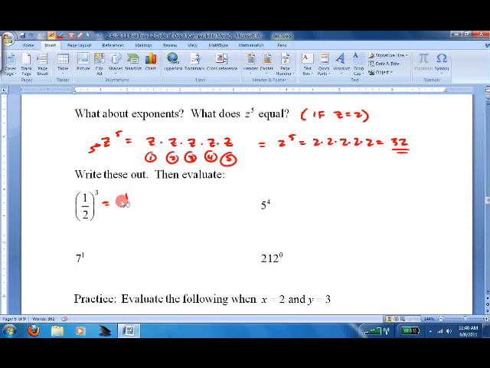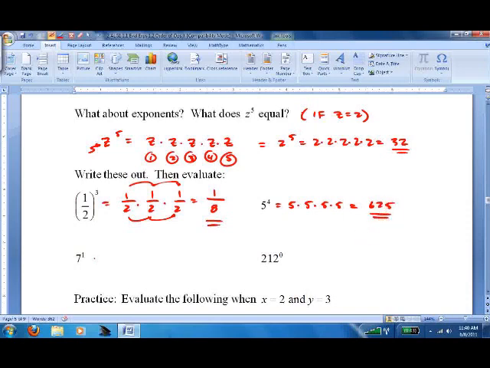1 half to the third means 1 half times 1 half times 1 half, which is 1 over 8. Because when we are multiplying fractions, we just multiply the top and multiply the bottom. 1 times 1 times 1 is 1. 2 times 2 times 2 is 8. If we are doing 5 to the fourth, it's 5 times 5 times 5 times 5, which I happen to know off the top of my head is 625.